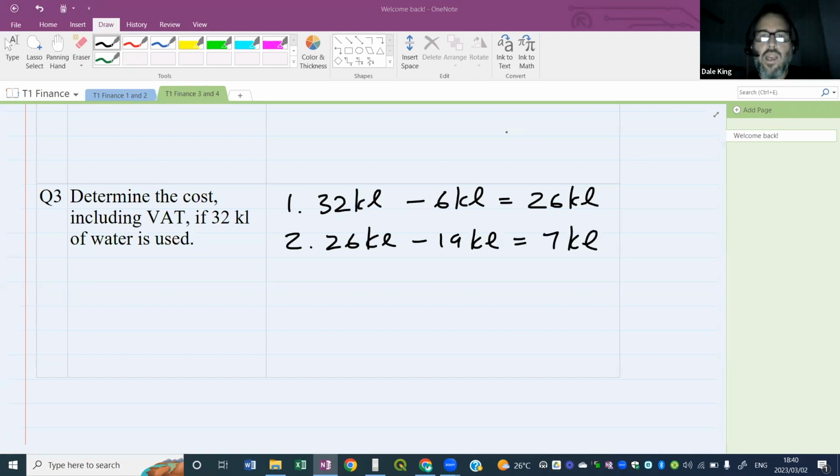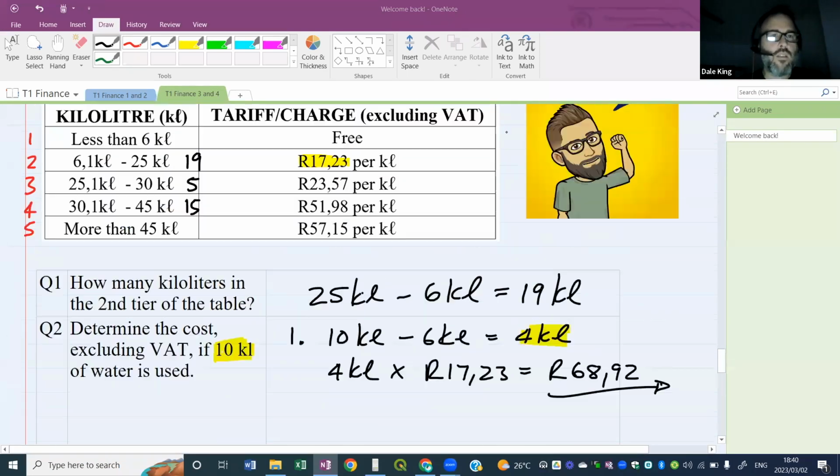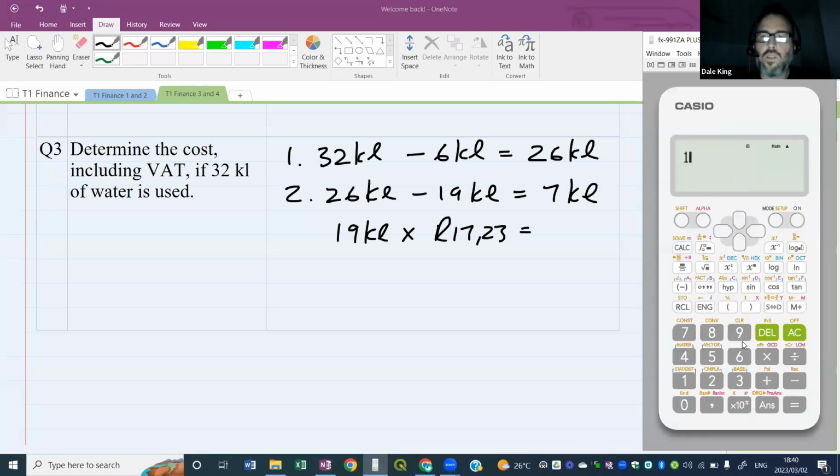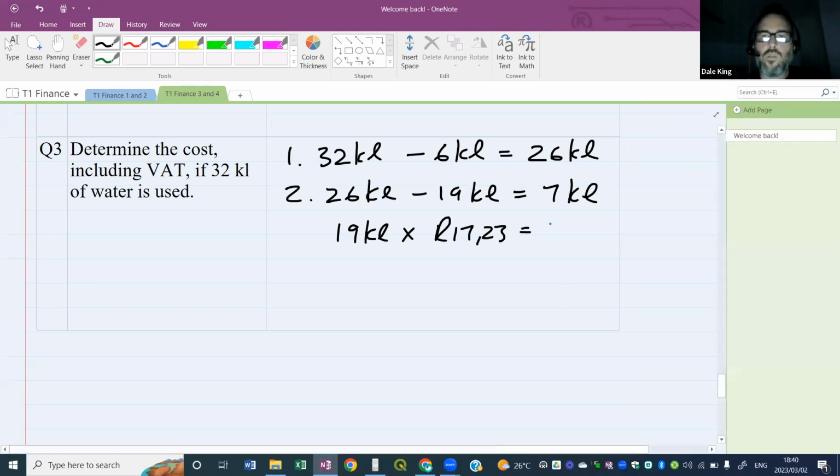All right. Those 19 kiloliters, all of them, must be charged at the second tier's rate, which is 17 Rand 23. So 19 times 17 Rand 23 is 327.37. Yeah, we saw that before, didn't we? 327.37. Okay. We still got 7 kiloliters left.